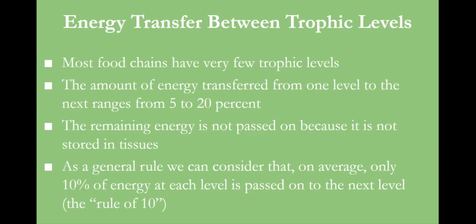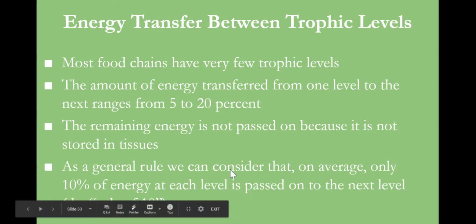When we're looking at the energy transfers in the trophic levels, we have typically very few trophic levels, like it said before, less than 5. The amount of energy transferred is between 5 and 20 percent. That's why we go with 10 as the rule of thumb. So remember that 10. Remaining energy is not passed on because it's stored in the tissues of the organism that is using that energy. So 90% of that is maintained by that organism, or released as heat, or released in other ways. But that 10% is what's available to the next level. Okay, so again, rule of 10. Keep that one in mind.